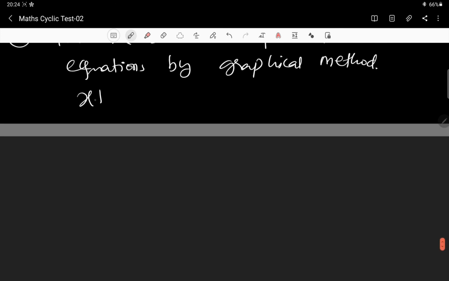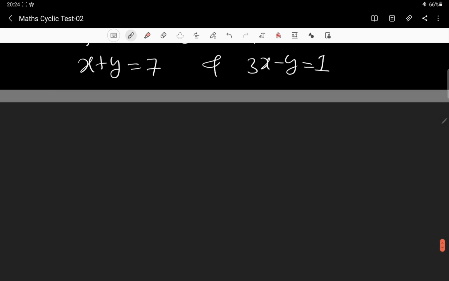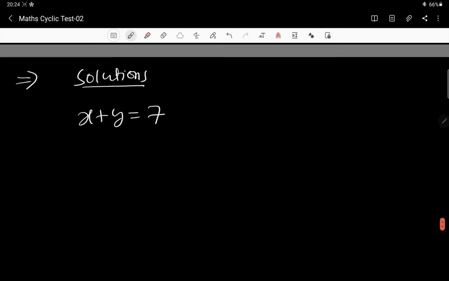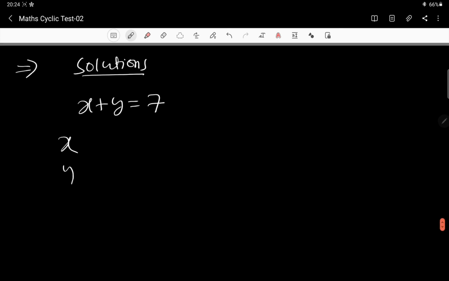but I don't want to get into all this graphical method. x plus y is equal to 7 and 3x minus y is equal to 1. Definitely you must have been provided with a graph. On the back of the graph you are going to find these solutions. So what are those solutions? For example, x plus y is equal to 7 is there. You are going to make one table, x and y, right?